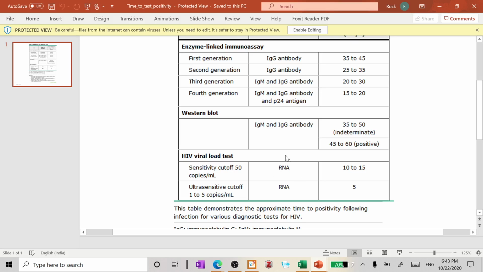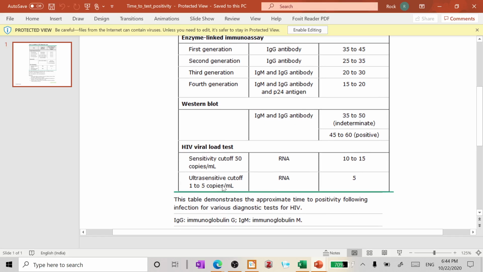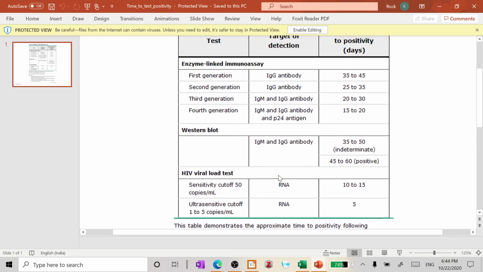this is detecting RNA of the virus, which is more sensitive, and it will detect within 10 to 15 days. And now you can see the sensitivity is increased, so it is ultra sensitive. The cutoff is 1 to 5 copies per ml, so even at a low limit, it can detect a low amount of the virus. So it detects the virus within 5 days. This is more sensitive. These are the latest developments which are seen.